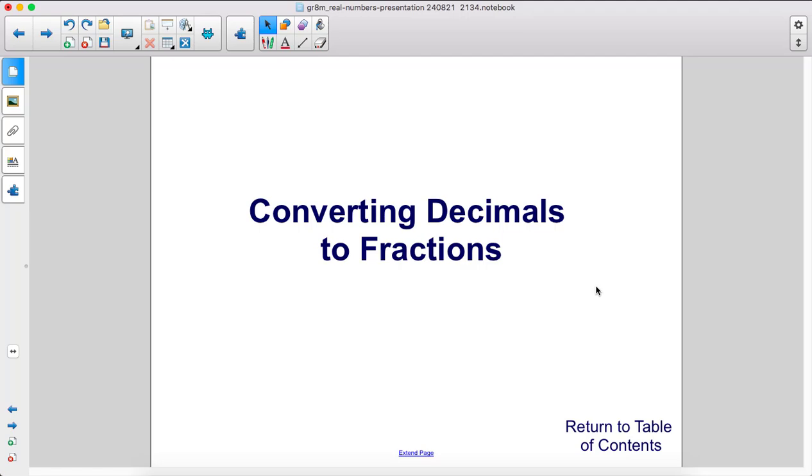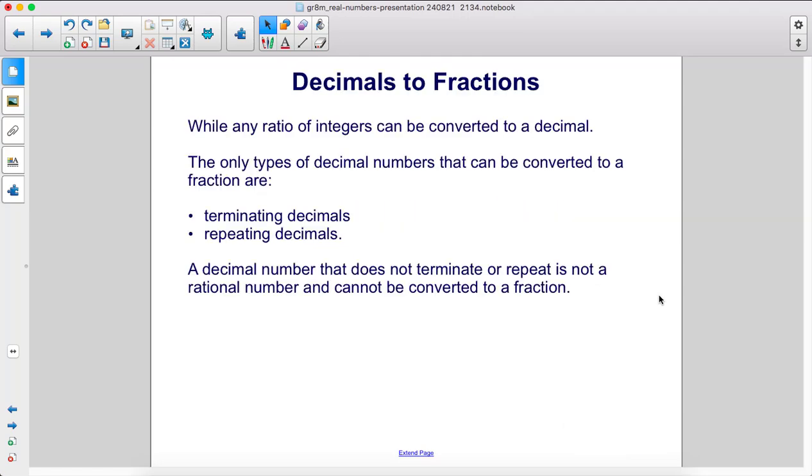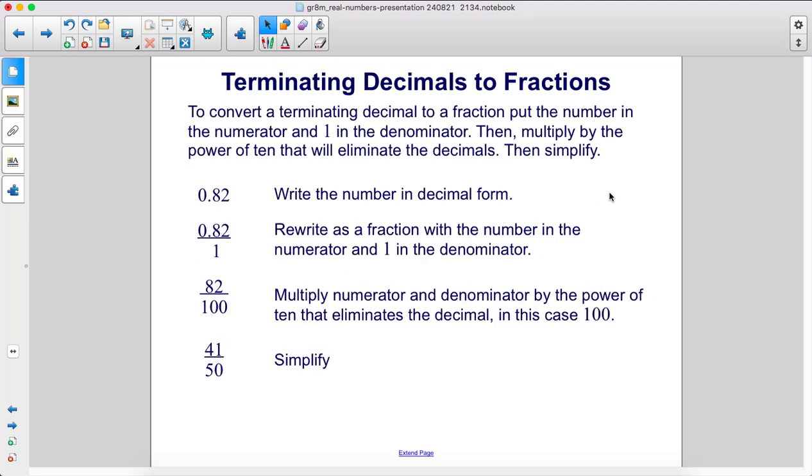Converting decimals to fractions. While any ratio of integers can be converted to a decimal, the only types of decimal numbers that can be converted to a fraction are terminating decimals and repeating decimals. A decimal number that does not terminate or repeat is not a rational number and cannot be converted to a fraction. To convert a terminating decimal to a fraction, put the number in the numerator and 1 in the denominator.